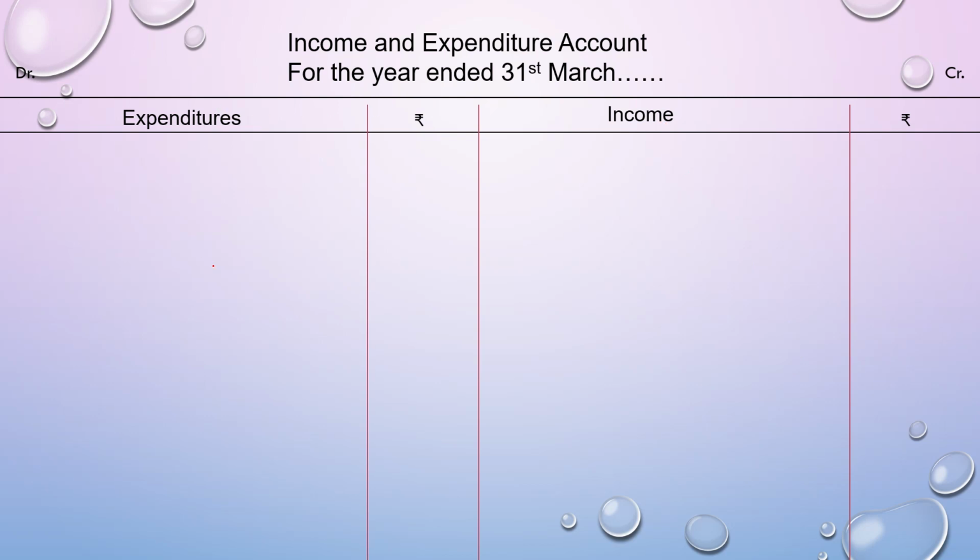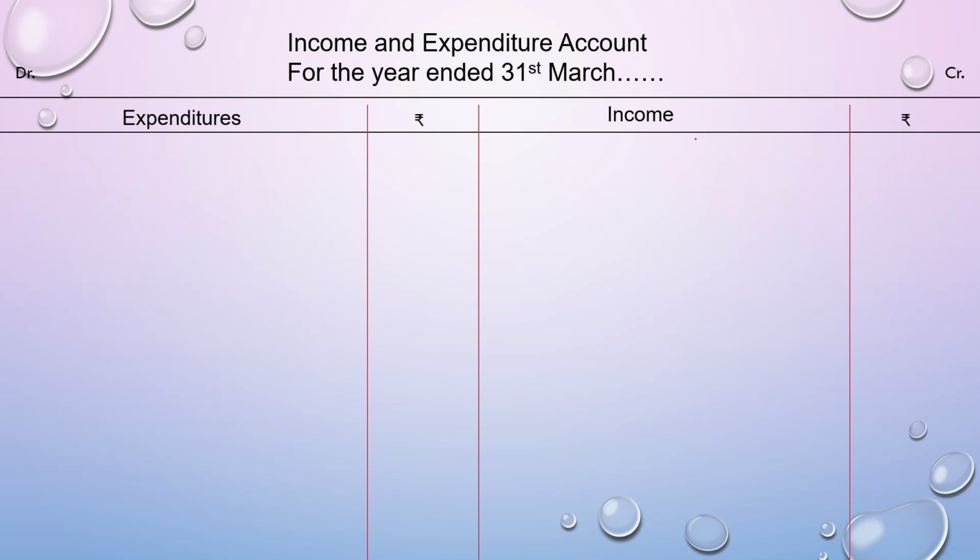The debit side shows all the expenditures which have been incurred during the year. Whereas the credit side, you would have all the income earned during the year. The expenses and the losses come on the debit side, whereas the income and the gains made during the current year would come on the credit side of the income and expenditure account.